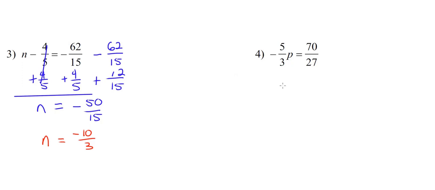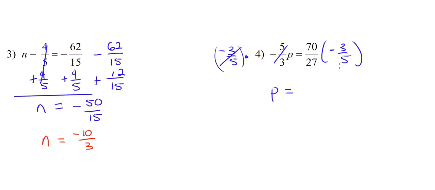All right, looking at number 4, we have negative 5/3 p equals 70 over 27. In order to isolate p, we need to get rid of this negative 5/3, which is multiplying p. So how do we undo multiplication by a fraction? We are going to flip and multiply. That means we're going to take the reciprocal of this negative 5/3 and multiply both sides by that number. So the reciprocal of negative 5/3 is negative 3 over 5. And that's what we're going to multiply by on both sides. On the left, these two cancel each other out, leaving us with p.